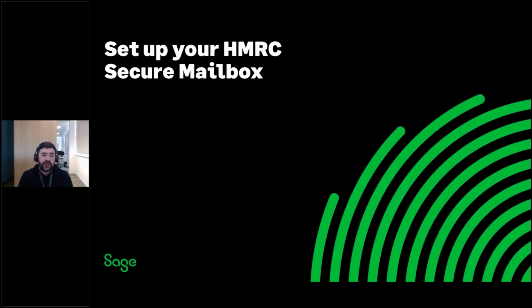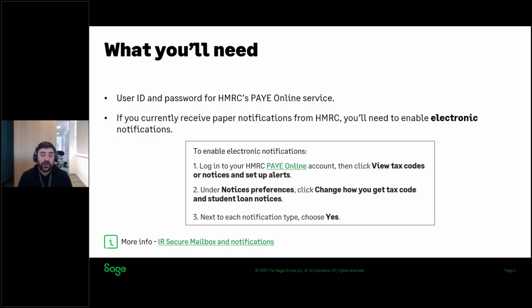So let's get things underway by looking at setting up the HMRC Secure Mailbox. This is a way of retrieving tax code and student loan notifications, as well as other notices, directly in Sage 50 Payroll without having to log in separately via the HMRC online services. And in order to use it in Payroll, you will need to have saved your user ID and password in your e-submission settings. It will be the exact same details you use for FPS submissions. So all of you should have already completed that step.